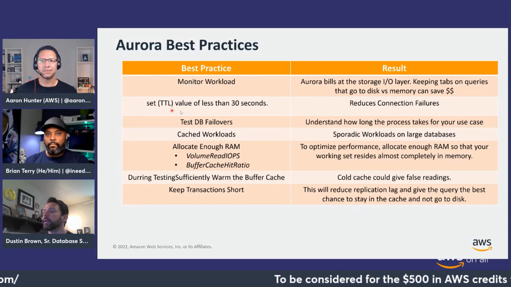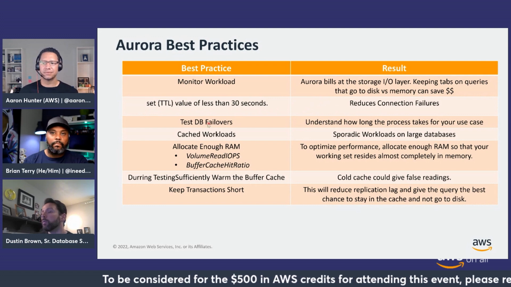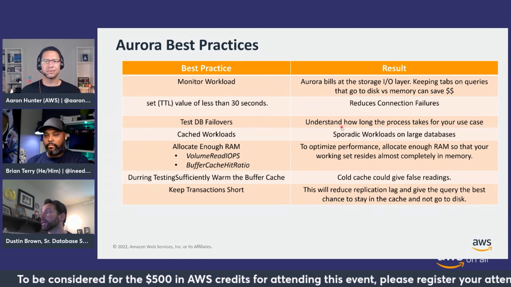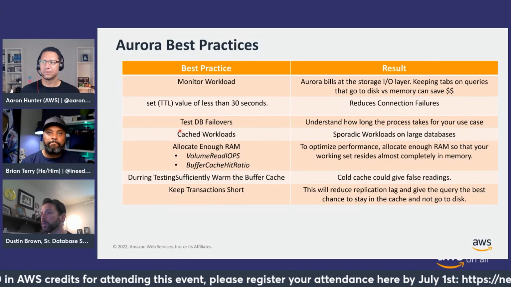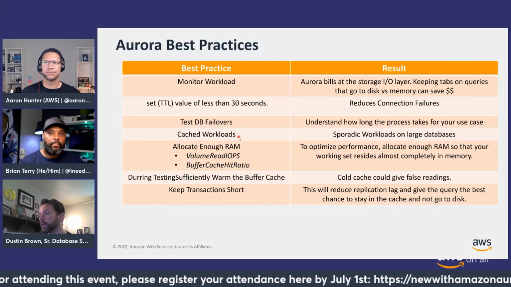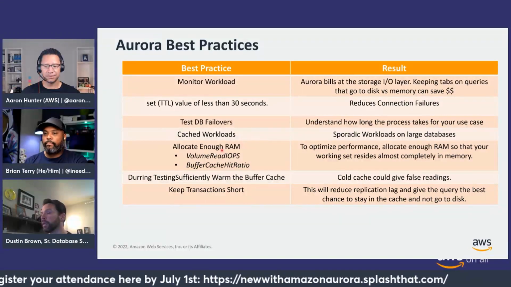You want to set your TTL value to less than 30 seconds. This will reduce connection failures. You want to test your DB failovers, and understand how long the process takes for your use case. You want to use cached workloads, because if your query goes to the cache, then you're not getting charged.